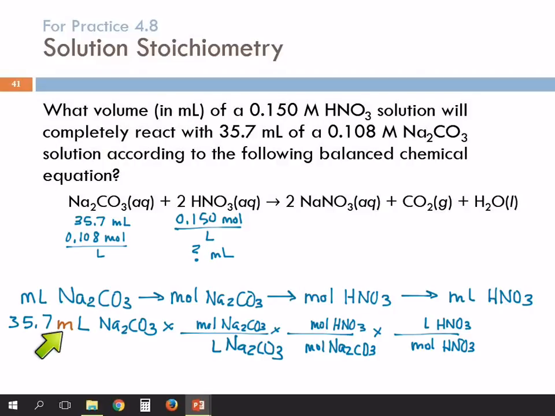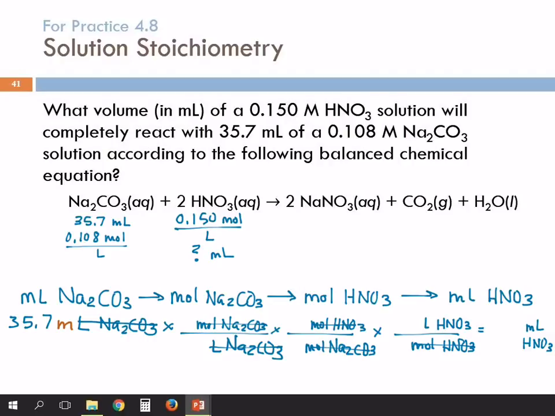So I'm going to just set the milli aside, and liters of sodium carbonate cancel liters of sodium carbonate. Moles of sodium carbonate cancel moles of sodium carbonate. Moles of nitric acid cancel moles of nitric acid. And the unit I'm left with is liters and the prefix milli. So I am going to end up with milliliters of nitric acid. So we've got all our units in place.